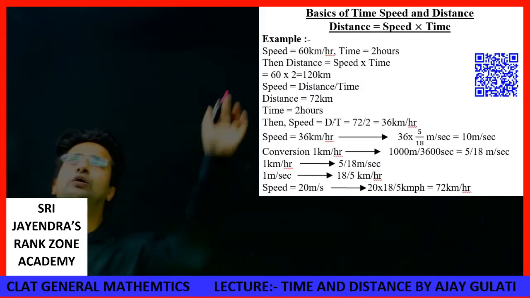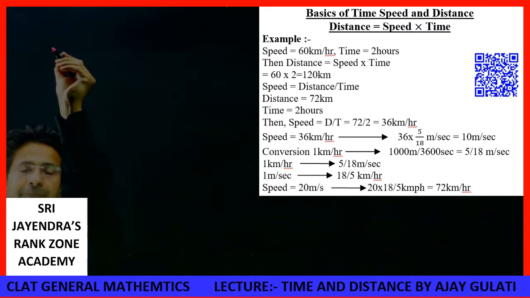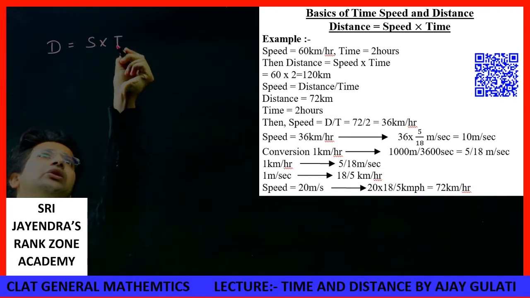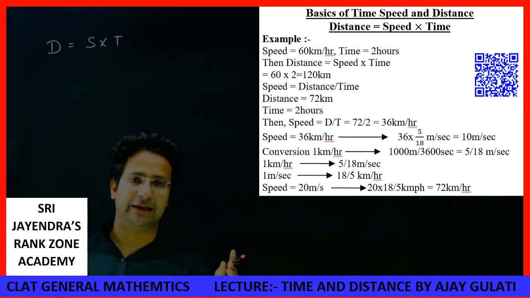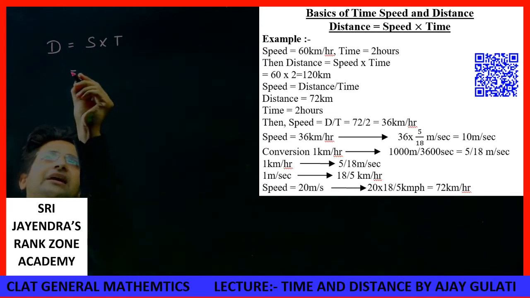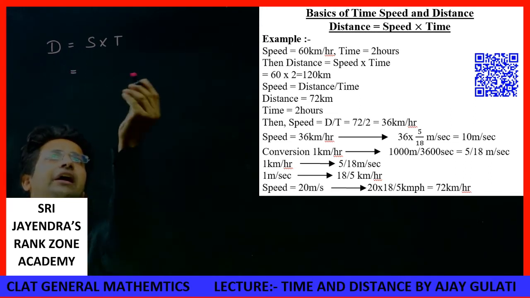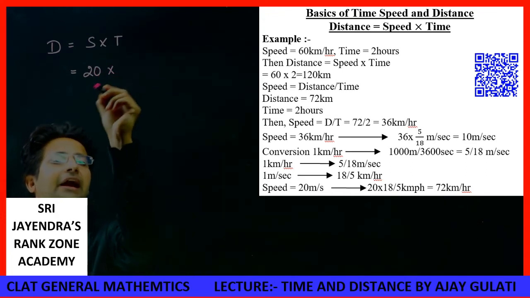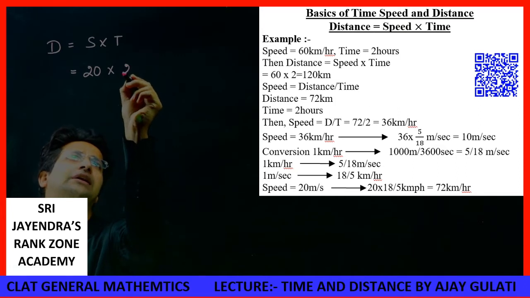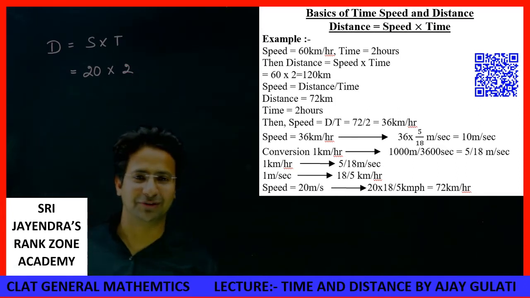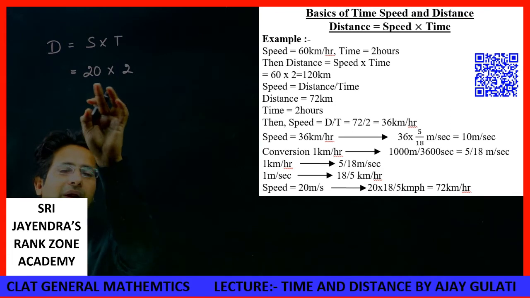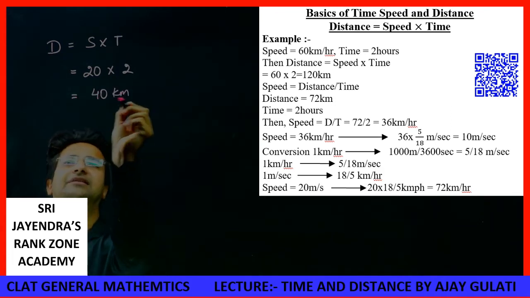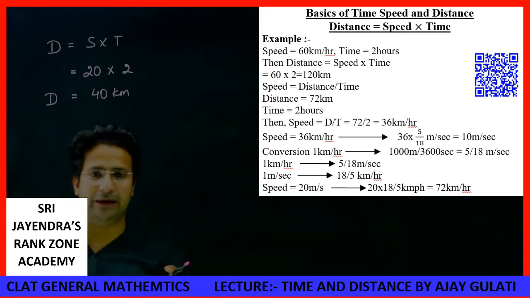See, first of all, what is distance? How do we calculate distance? Distance is actually speed into time. If you multiply speed and time, then you get distance. Suppose I say I run at a speed of 20 kilometer per hour, and I do it for 2 hours. Actually, it's almost impossible, but let's say I do it, 20 into 2, so that will give me 40 kilometers. This is my distance. This is a very basic example of time, speed, and distance.